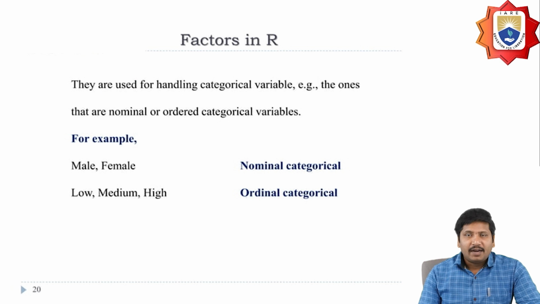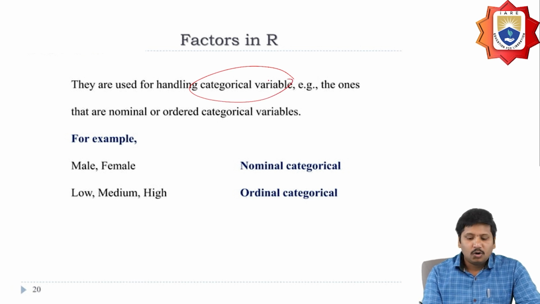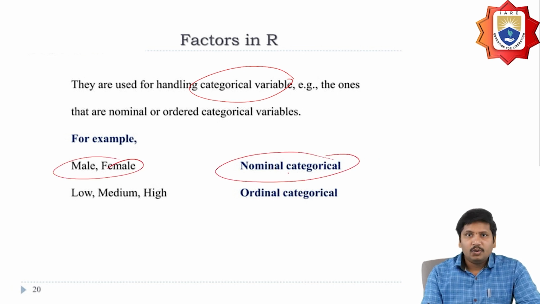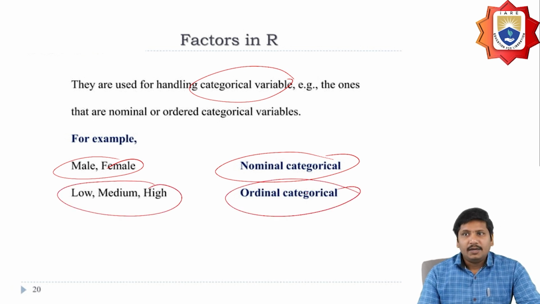And next one is the factors. So normally these are going to be used to hold the categorical variables. There are nominal and ordered category values. For example, if I write male and female, then it is nominal categorical. If I write low, medium, high, then it is ordinal categorical. Like this we can categorize the variables, whether it is nominal categorical or ordinal categorical.